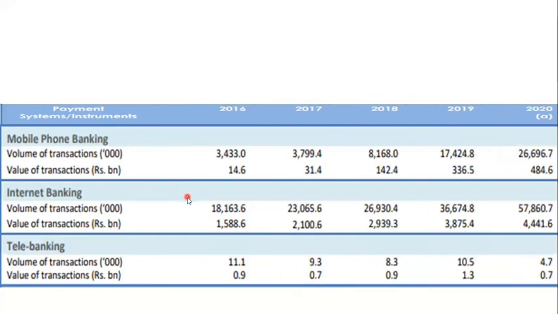Mobile banking and internet banking improvement could be seen from this slide. It shows that mobile banking volume of transactions are over 26 million as of 2020, whereas internet banking usage is 57 million as of 2020. When we consider telebanking, it has been decreased over time.